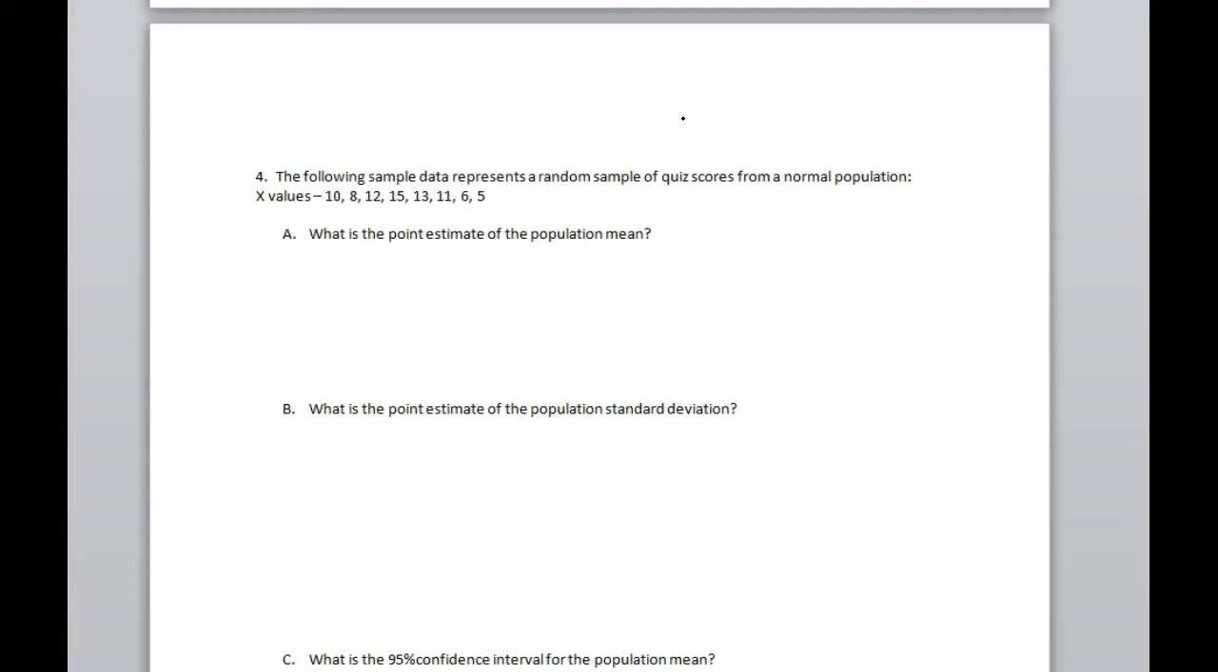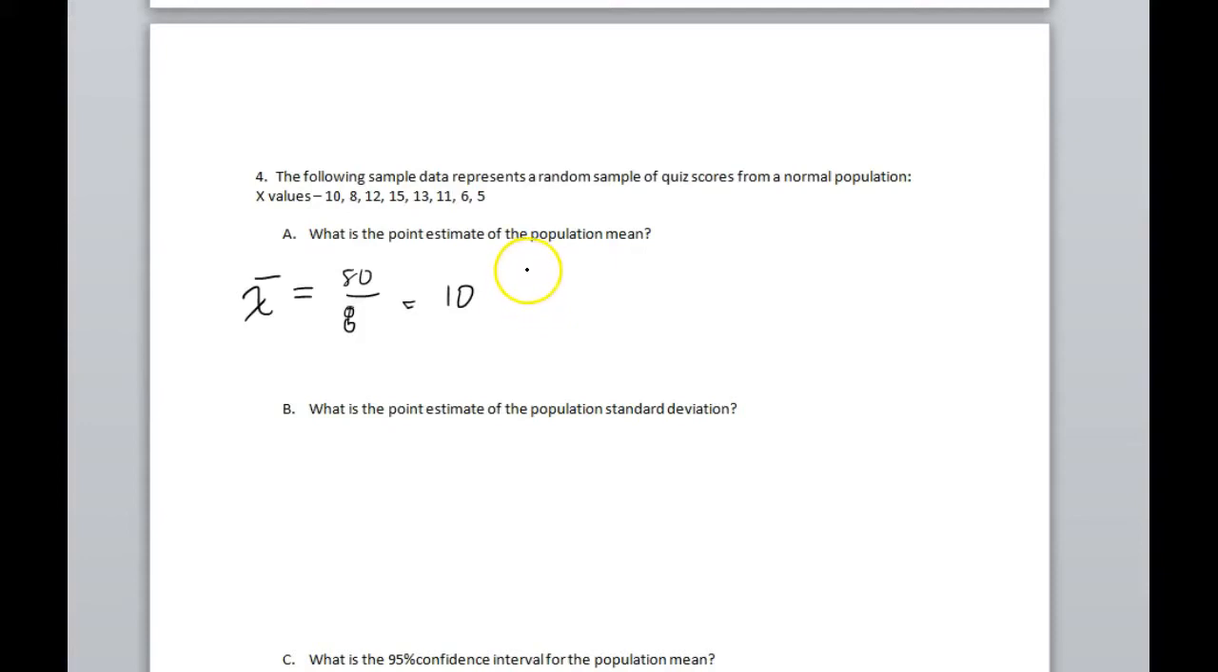The point estimate of the population mean is just referring to x bar. What is x bar? I don't need to show you how to calculate x bar. You know how to calculate it. We just add all these up and divide by the number of pieces of data. Turns out it's going to be 80 divided by 8, and that's 10. So the point estimate is 10. X bar is equal to 10.